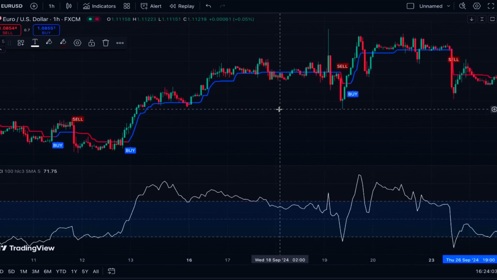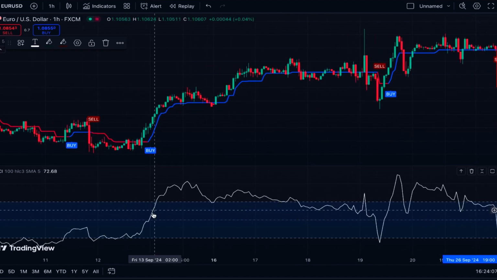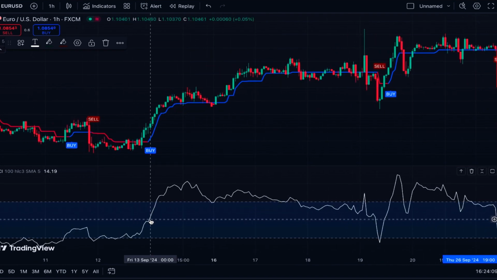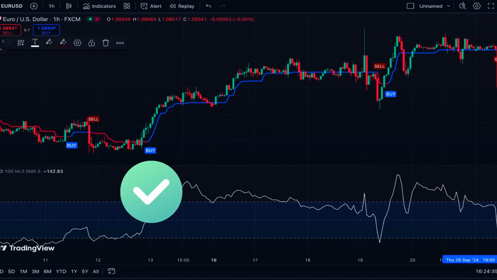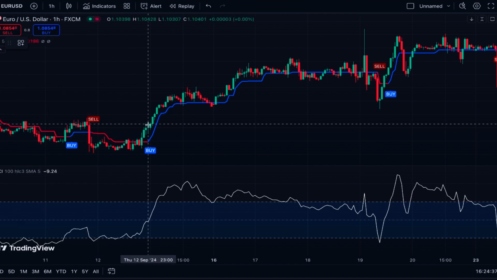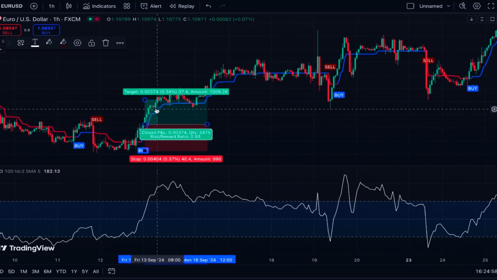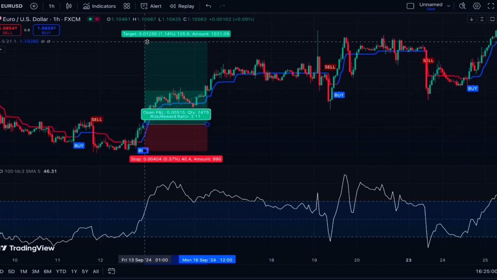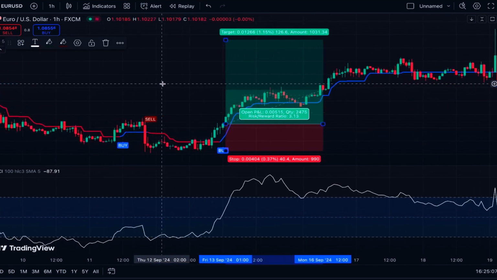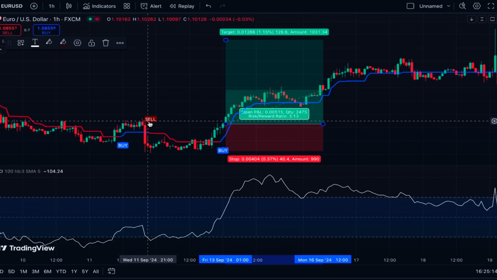Here we have a buy signal, and when we check CCI, we can see that CCI line is between 0 and 100, and the amount of CCI is higher than the previous period. So this buy signal is confirmed and we can enter a long position at this point when this new candle is opened. The stop loss is below the previous swing low, and this trade is also a very profitable trade, as you can see.